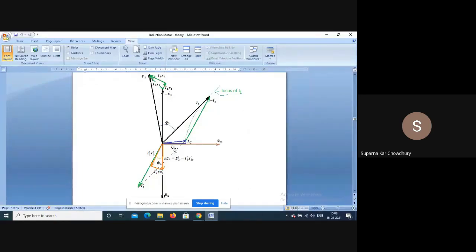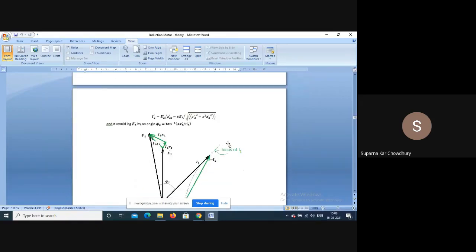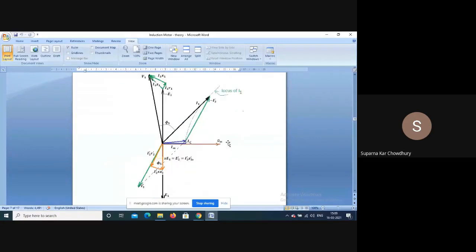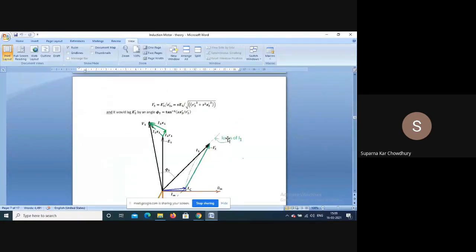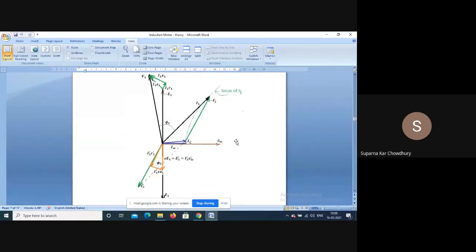Last day we were discussing the development of the equivalent circuit. What we have studied until now is the phasor diagram. We have seen that an induction motor, which is basically a three-phase motor, has two windings. The stator winding is a three-phase distributed winding, which is fed from a three-phase supply. And on the rotor, we have either a three-phase winding or a short-circuited squirrel cage winding.